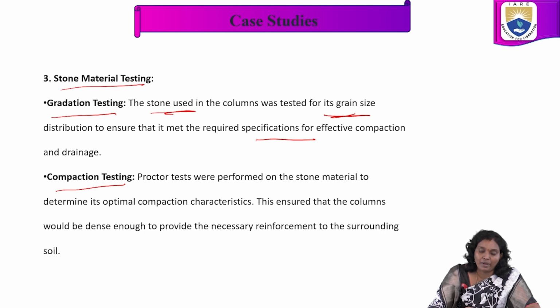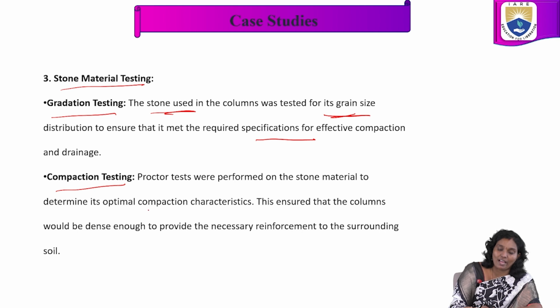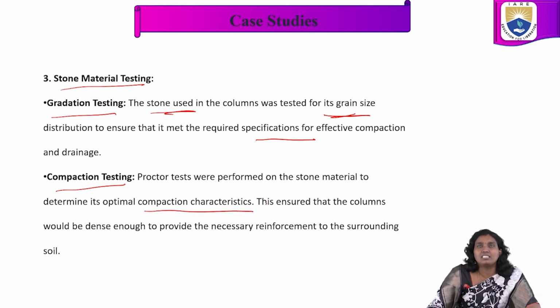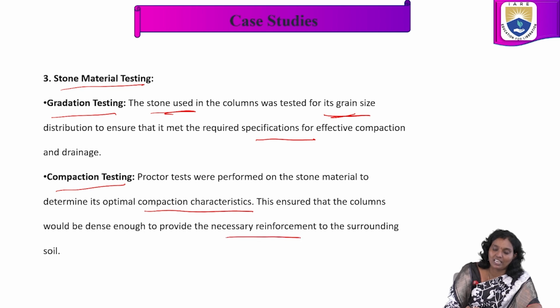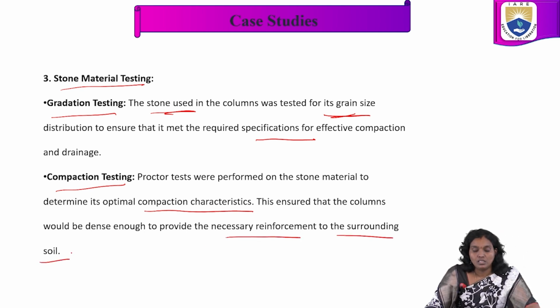Proctor tests were performed on the stone material to determine the optimal compaction characteristics. This ensured that the columns would be dense enough to provide the necessary reinforcement to the surrounding soil. So because of these tests, we understand how dense it is, how suitable it is for providing necessary reinforcement, and whether it meets the acceptable limits or not. We understand all this using these kinds of testing.